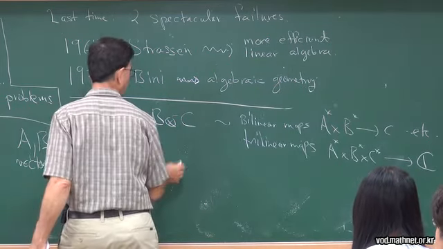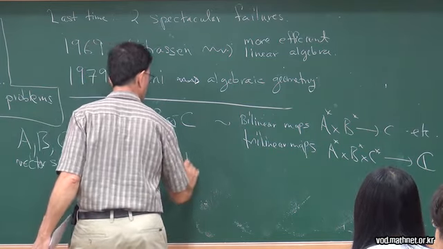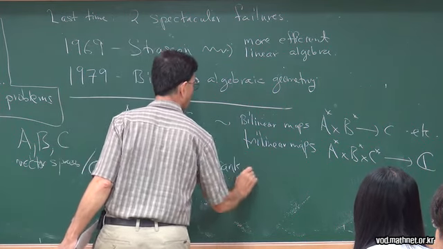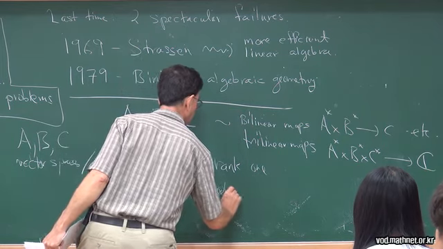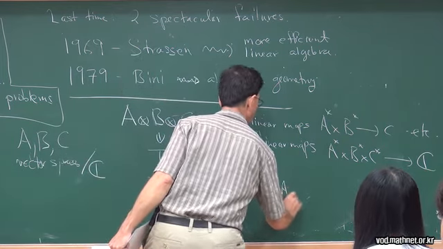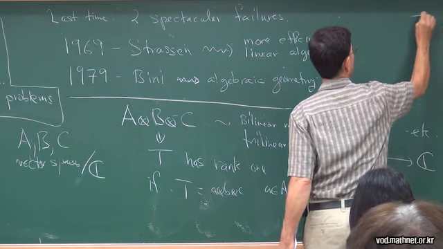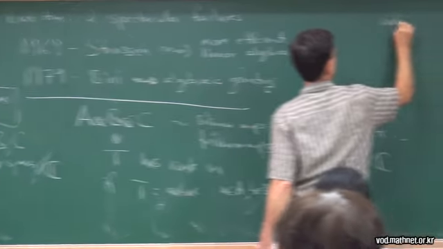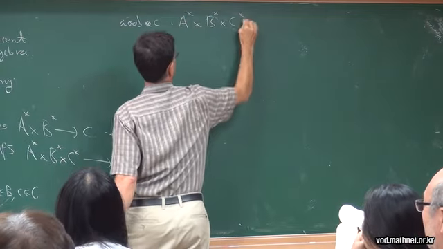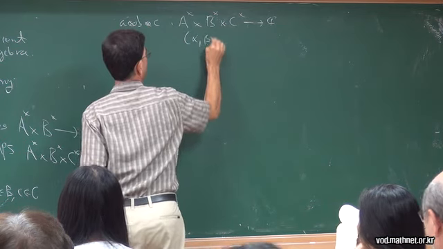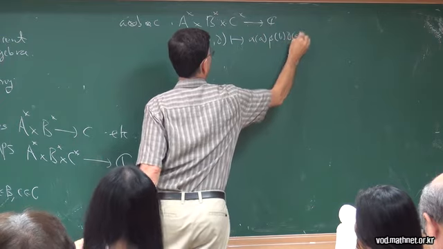And the most important definition was that we had T in this space has rank 1 if T is equal to some little a tensor little b tensor little c, where a is in A, b is in B, c is in C, and the corresponding trilinear map is just a triple alpha, beta, gamma maps to alpha evaluates on a, beta evaluates on b, gamma evaluates on c.